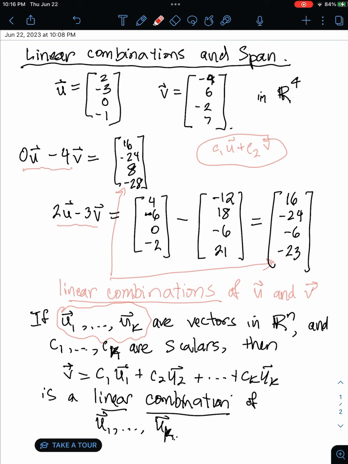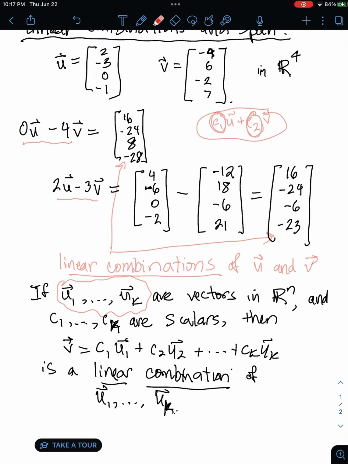So how many linear combinations of u and v are there? Well, there's zillions, because there's an infinite number of possibilities for what c1 can be, just any number. And there's an infinite number of possibilities for c2. So in total, you're going to have an infinite number of linear combinations.